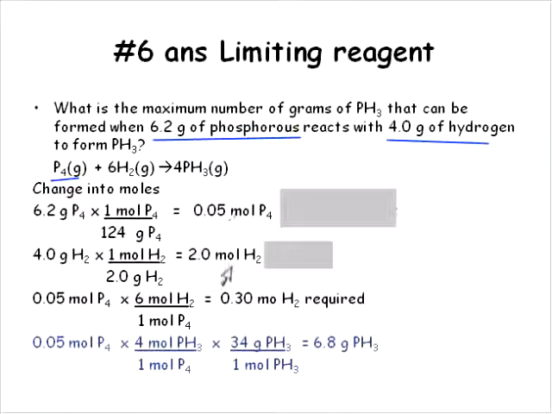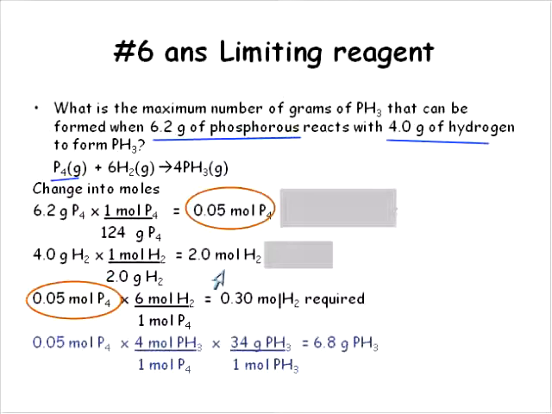So we pick one of these, and in this case I pick this one, 0.05. And we look at our ratio. For every 6 moles of hydrogen, we need 1 mole of P4, phosphorus. So it would be 0.05 times 6 equals 0.30 moles. So if we use up all this, we need 0.3 moles of hydrogen.